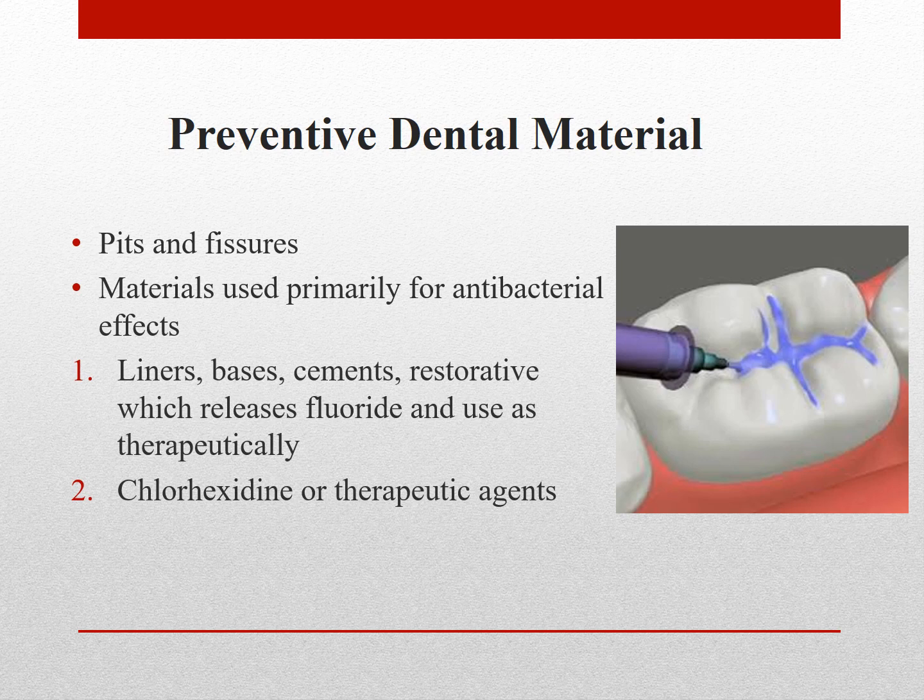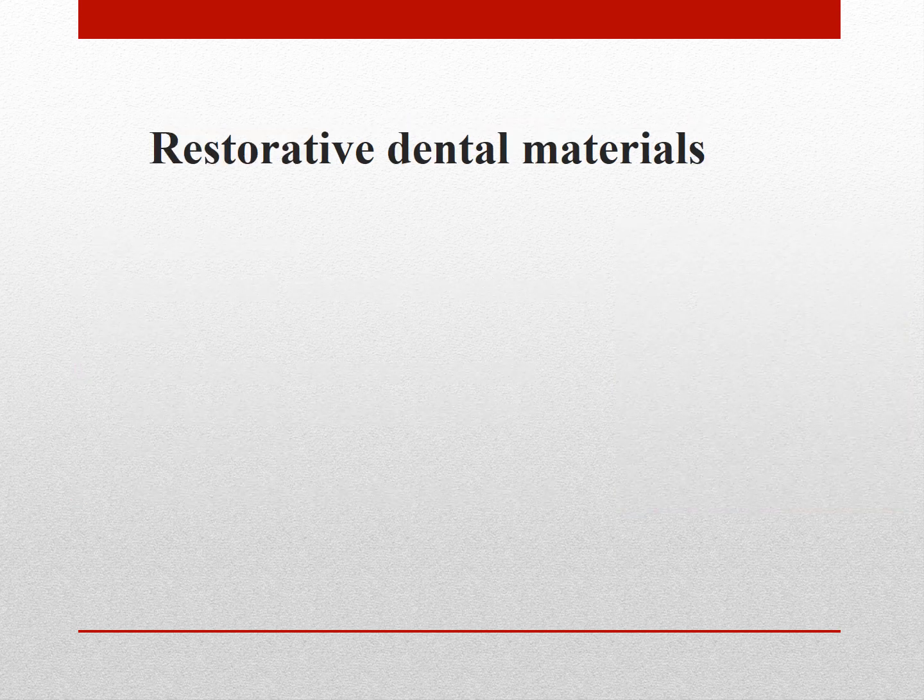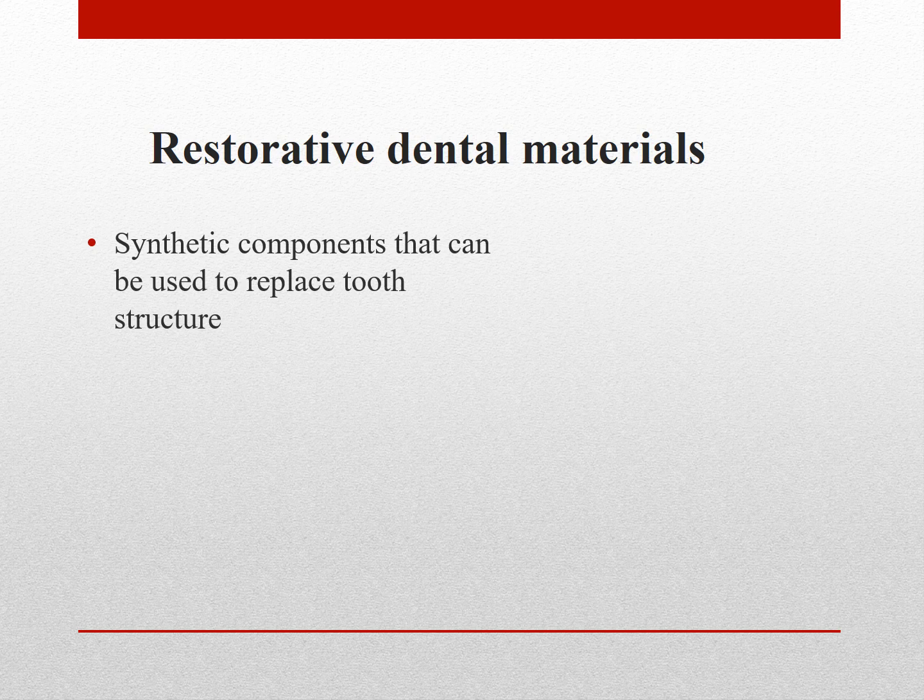In this picture you can see we have little pits and fissures in our teeth, and sealants are applied on those anatomical structures to seal those places, so that we could prevent the exposure of the tooth to caries. We can limit the exposure to caries, and we can prevent the tooth from decaying by applying pit and fissure sealants. Now come to restorative dental material.